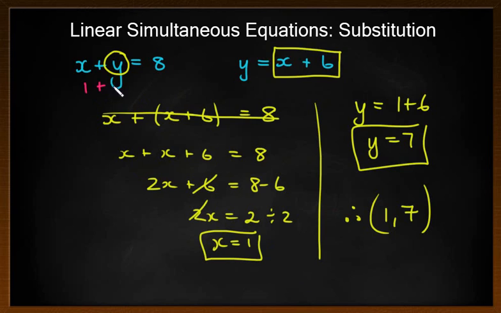Now, if you use the first equation, you could still have done that. 1 plus y equals 8. Subtract the 1. Look at that, y is 7. It still hasn't changed. I've got a nice solution there. So that's a pretty straightforward linear simultaneous equation. But again, because I had y is equal to, that's why substitution was nice and easy, because I could just replace it.